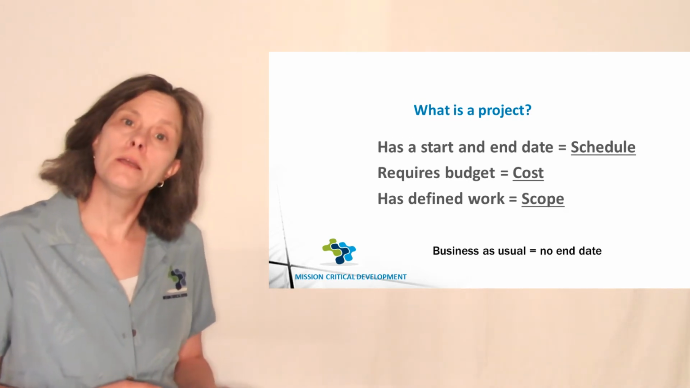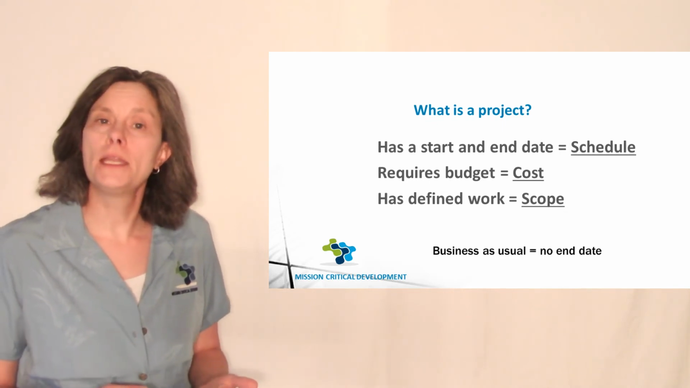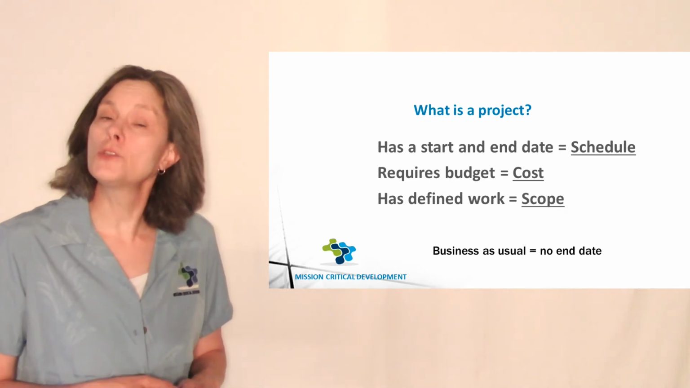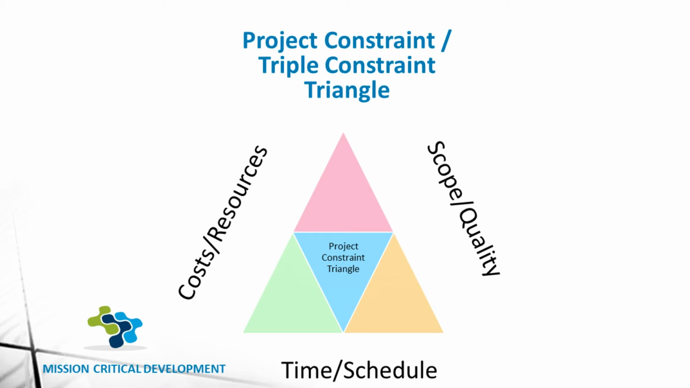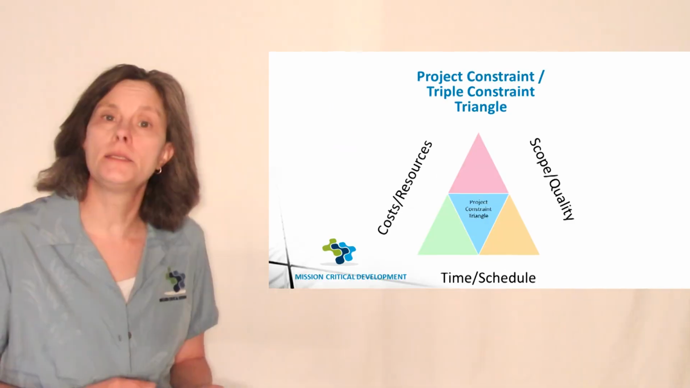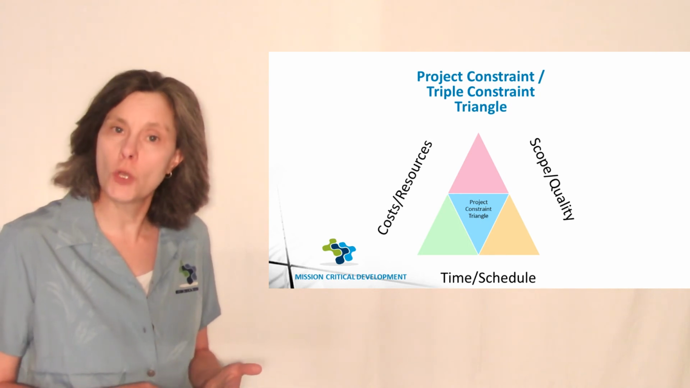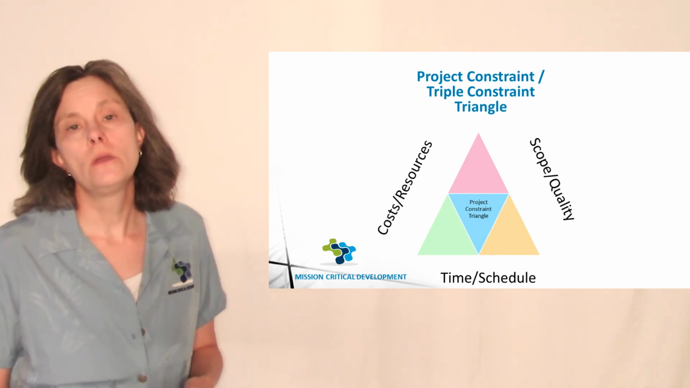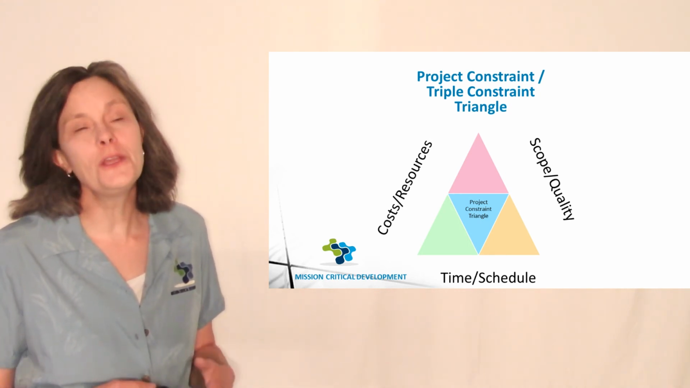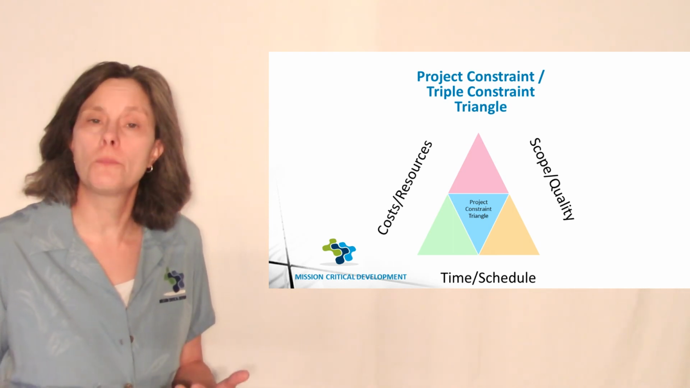So if we look, sometimes you'll see project management often talking about a triangle or the project management triangle or triple constraints. And here we see it represented in the triangle, the scope and the schedule and the resources that really represent or define what a project is.